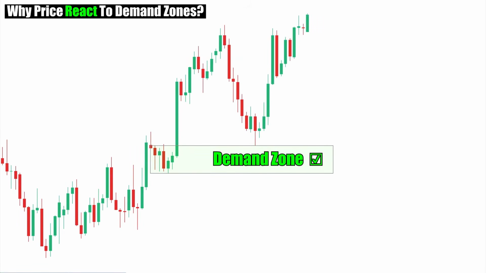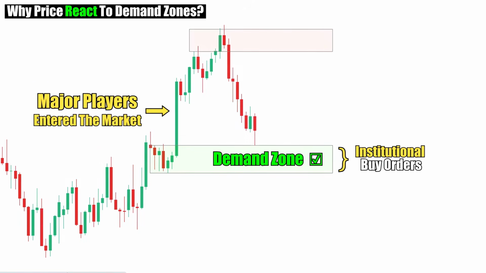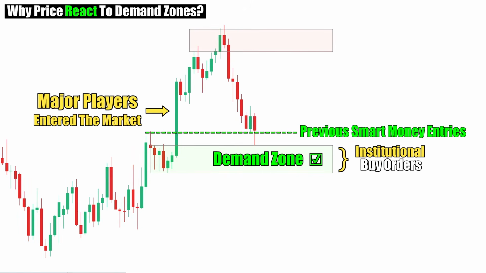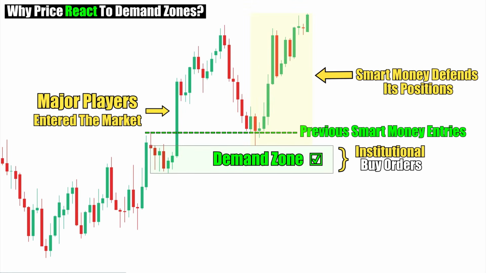What makes a demand zone truly strong isn't just structure, it's the presence of institutional interest. These zones often mark where major players previously entered the market with large, long positions. That's smart money leaving footprints. These institutions don't want price to move below their entries. So when price revisits that area, they often step in again, defending their positions and fueling another upward move. This kind of institutional defense is a key reason why price can reverse so cleanly at demand zones.